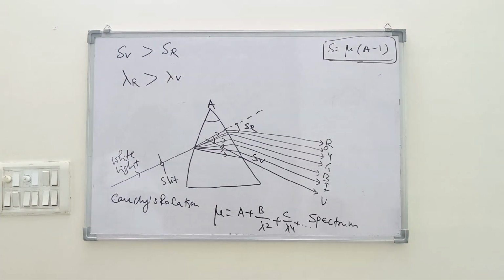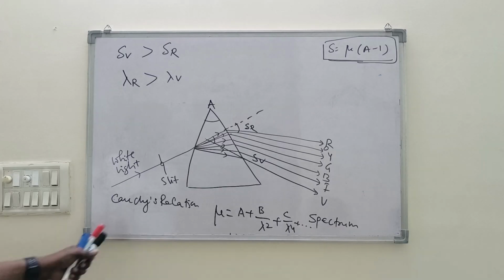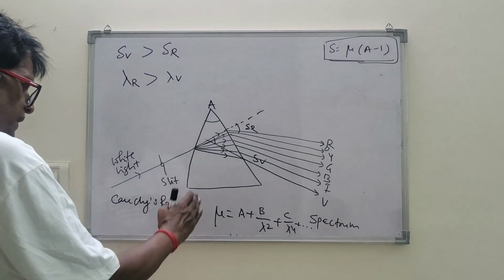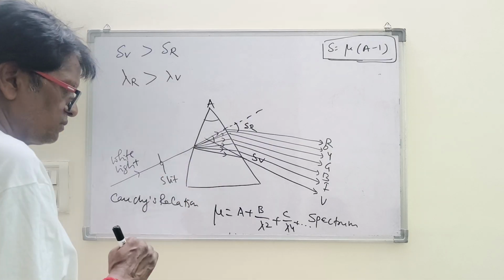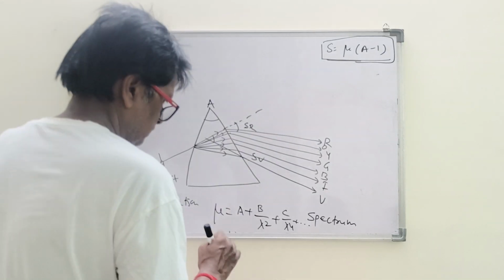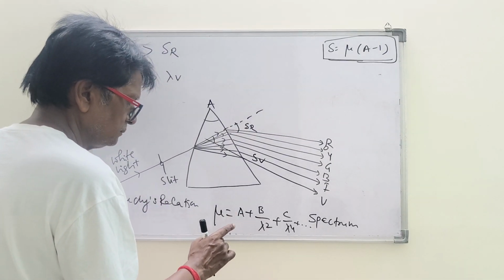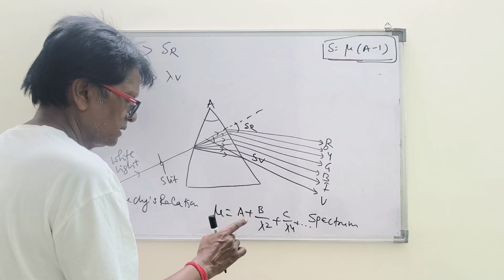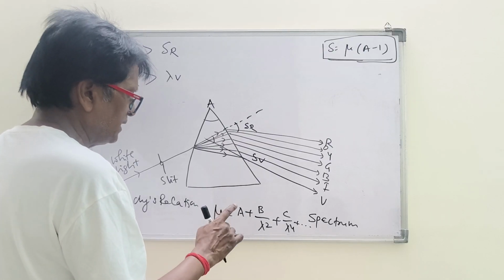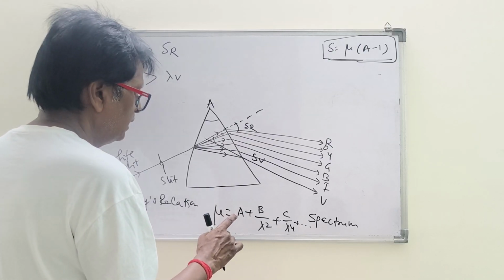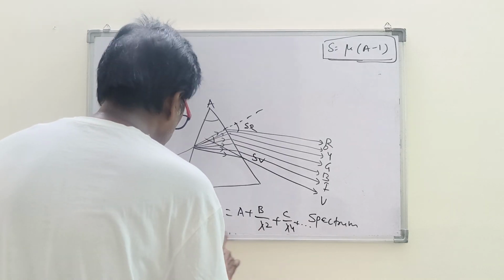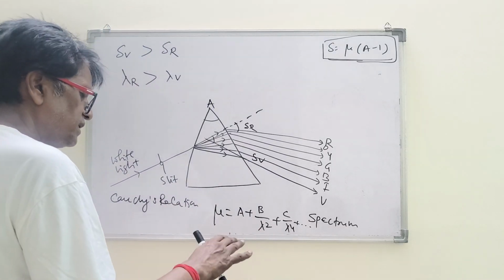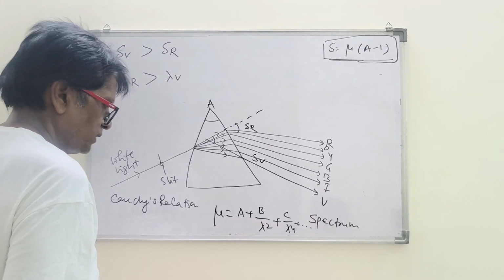Again I am repeating Cauchy relation. Mu is the refractive index of the glass prism. The refractive index of the glass prism will depend on the wavelength of light used. Right? Consequently, we draw a conclusion from this Cauchy relation, which will explain the phenomena of dispersion of white light.